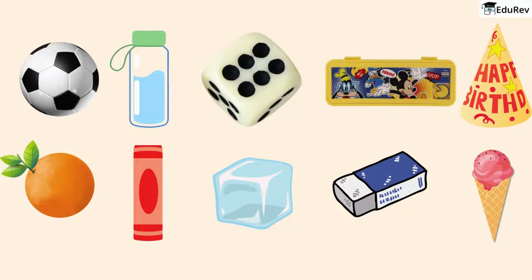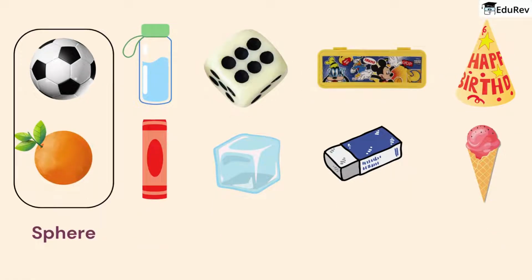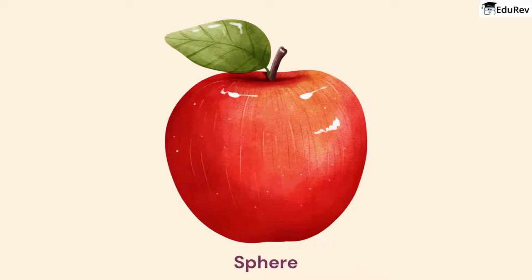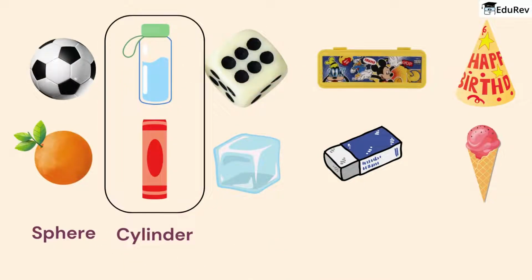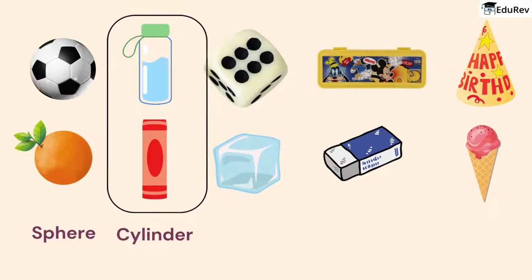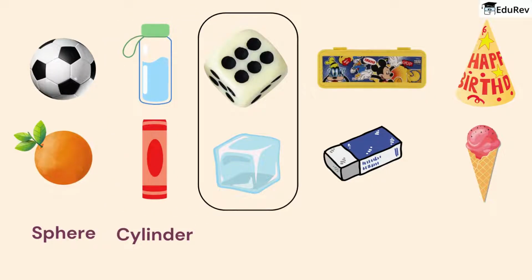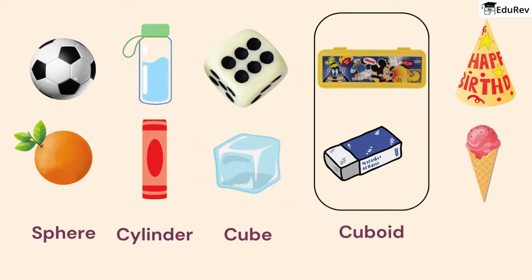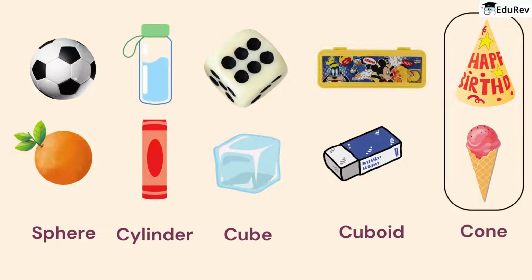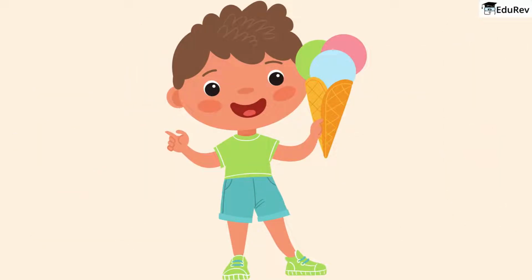Now, these shapes also have some names. Let us look at them quickly. All the shapes that look like this ball are called spheres. For example, an apple here. All the shapes that look like this bottle and crayon are called cylinders. What do we call the shapes that look like this Ludo dice? We call it cubes. And this shape of a pencil box is called cuboid. And lastly, this shape of a cap is called a cone. Have you eaten ice cream? What shape does it have? It's a cone, right? Yes.